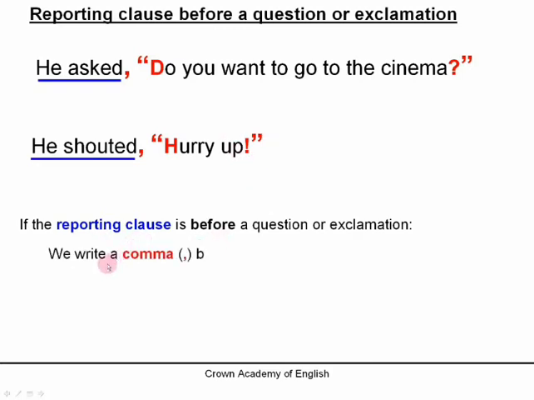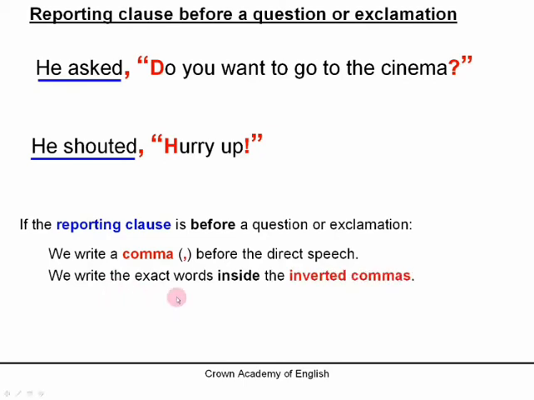So the rules, well, the first rules are the same. Nothing changes here. We write a comma before the direct speech, here and here. Again, we write the exact words inside the inverted commas. So the inverted commas are here and here. These are the exact words. And the first letter, again, is a capital letter. Capital D, capital H.